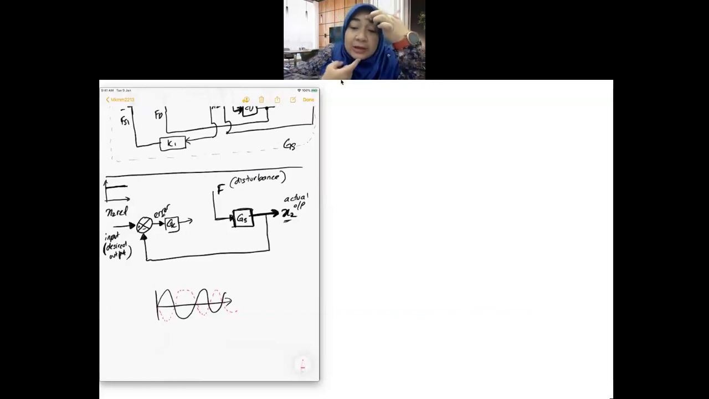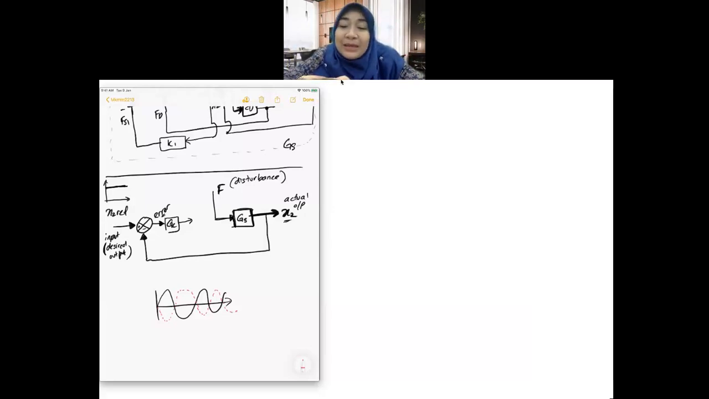Then my actual output will be the same as my reference. Then I will not have any disturbance on my system, so the car doesn't go up and down. Therefore, the actual output x2 will be the same as the reference x2. Do you agree with me?